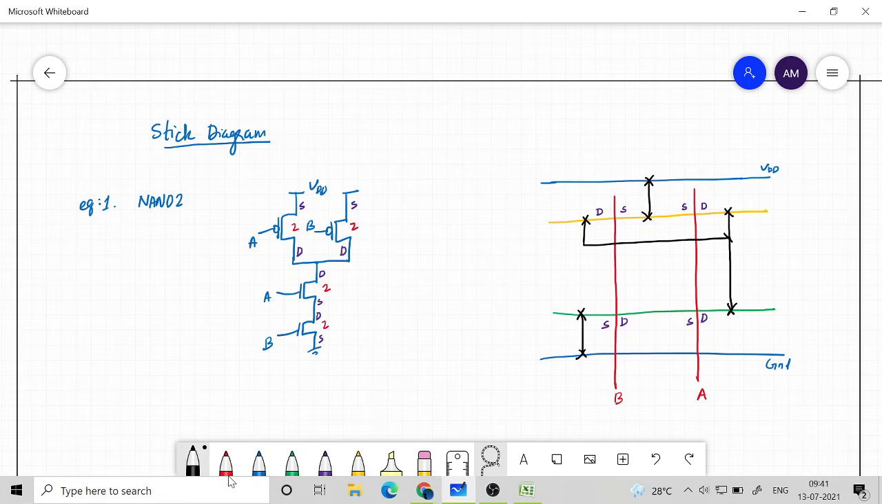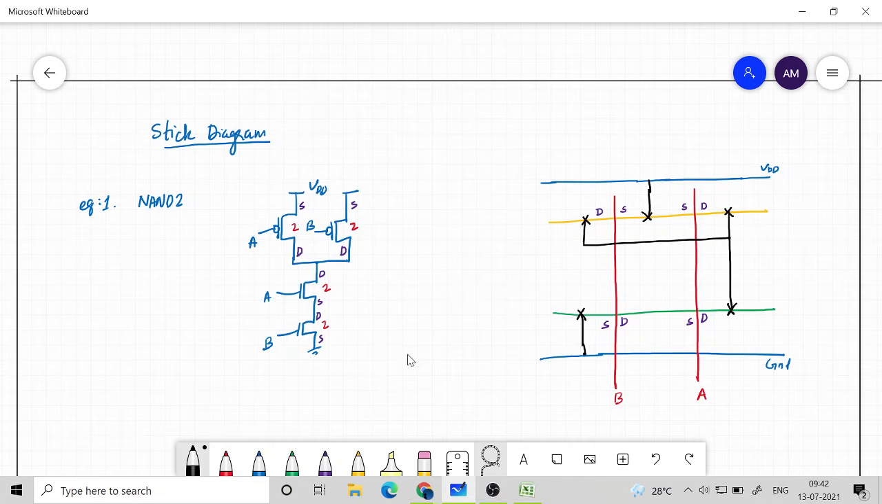There we don't need to show the contact because it is the same color. In fact, we don't need to show the contact here also, because that's just a metal line. So both of these are metal lines, so you can just leave it like this. Similarly here also. But wherever there is a diffusion or a polysilicon, we need to show the contact. Okay, so that's the stick diagram of NAND.